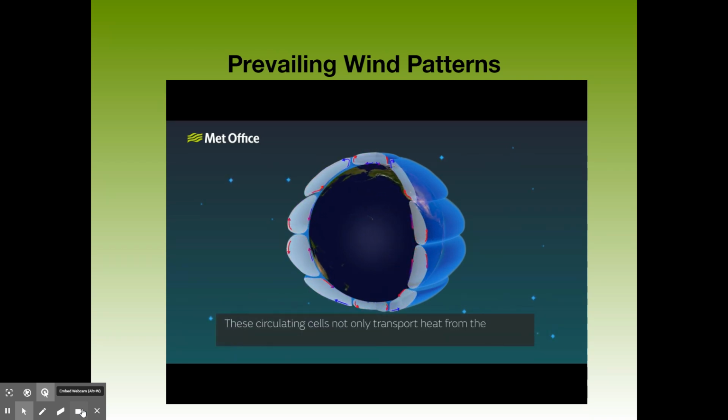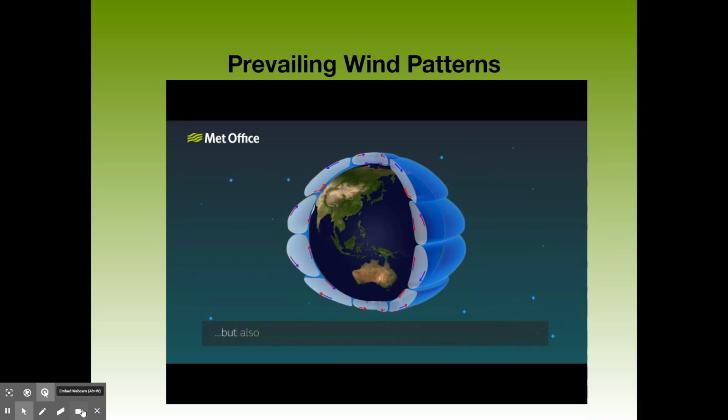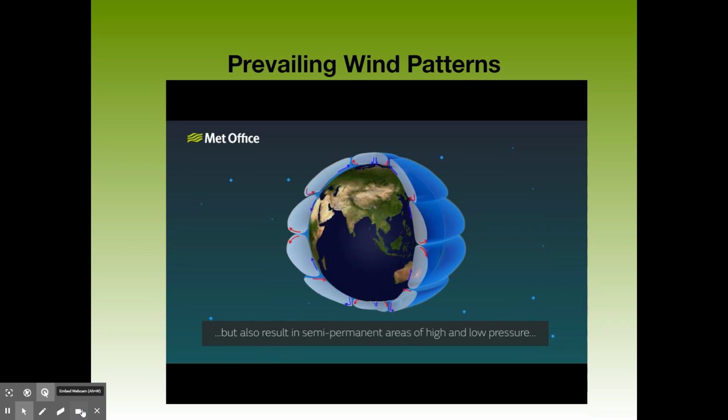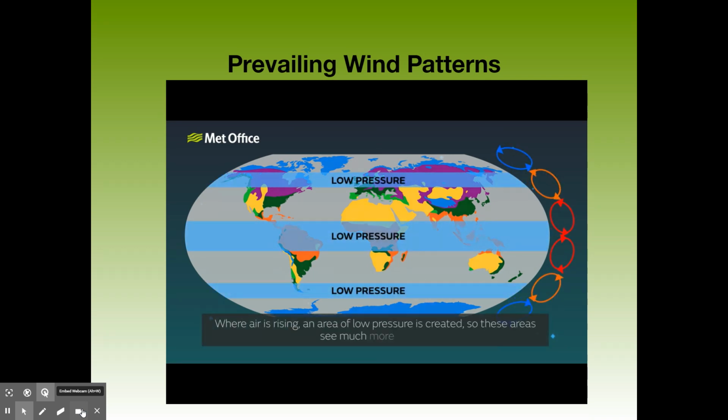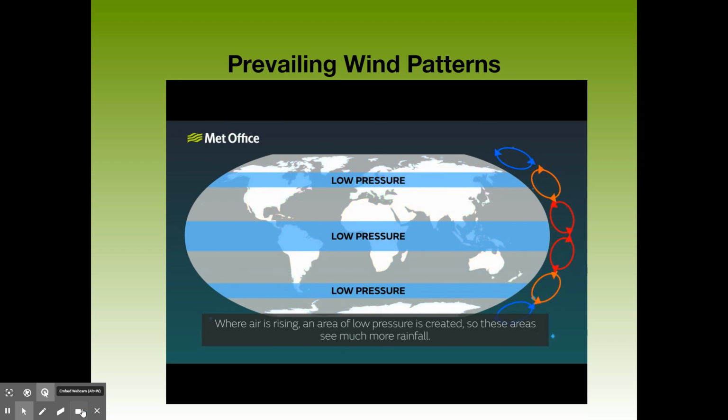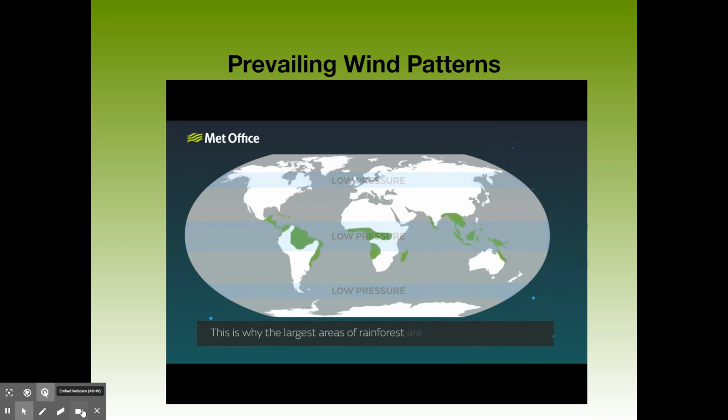These circulating cells not only transport heat from the equator to the poles, but also result in semi-permanent areas of high and low pressure due to the rising and descending parts of the circulation cells, giving us our climatic zones. Where air is rising, an area of low pressure is created, so these areas see much more rainfall. This is why the largest areas of rainforest are found near the equator, and why the United Kingdom has a relatively wet climate.